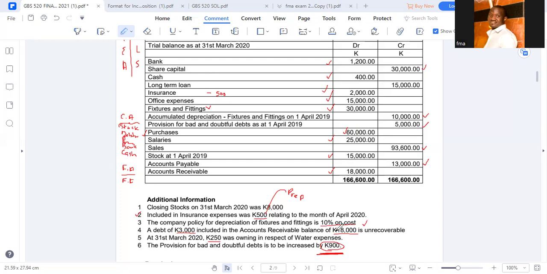Then a debt of 3,000 was included in the accounts receivable. So this guy, we need to subtract this 3,000. Of course, this 3,000 will also be charged as an expense. So this 3,000 is irrecoverable.